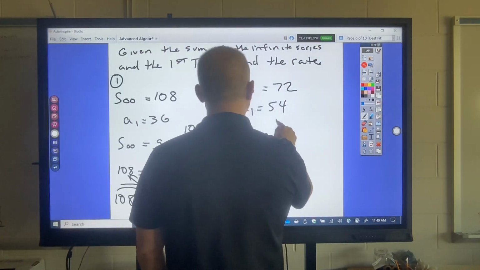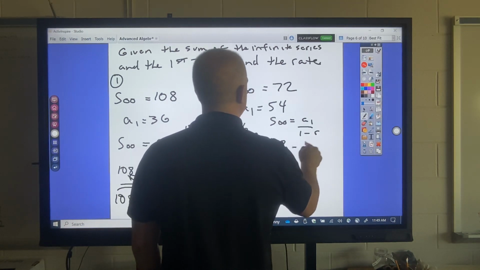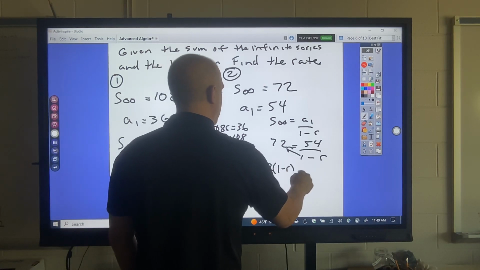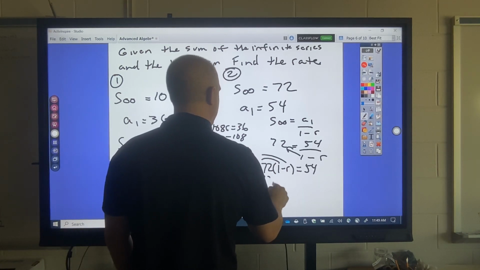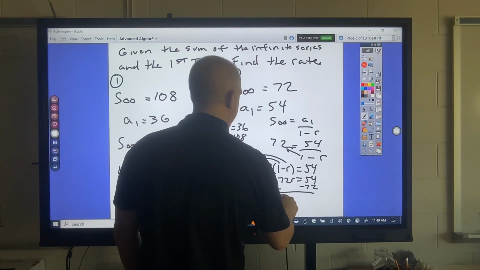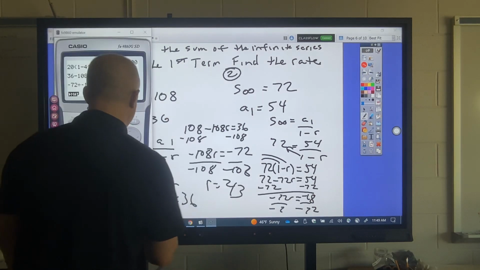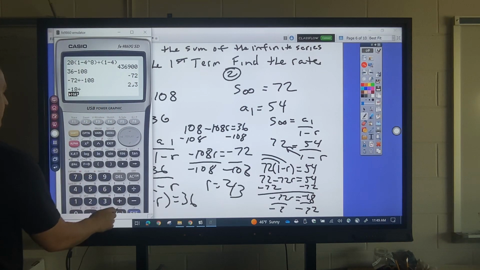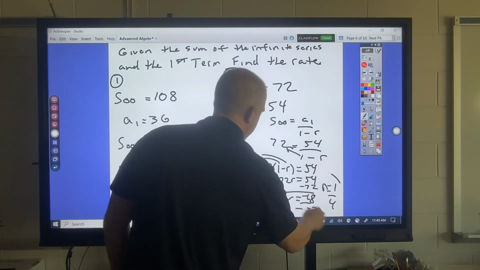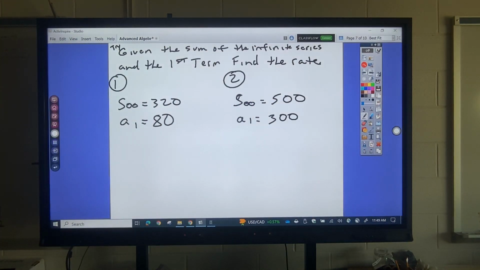All right, so this one, 72, 54, 1 minus r, cross multiply. So that's 72 times 1 minus r equals 54. That's 72 minus 72r equals 54. Subtract 72. I would get negative 72r equals negative 18, and then divide by negative 72. Negative 18 divided by negative 72 as a fraction is 1/4. And that would be considered the rate. Okay? All right, so those are pretty easy. You can go ahead and try those.